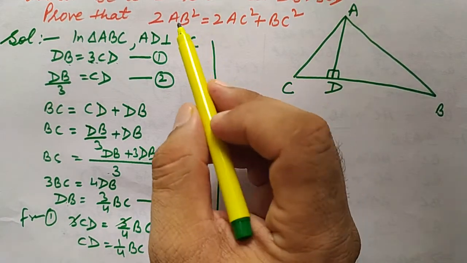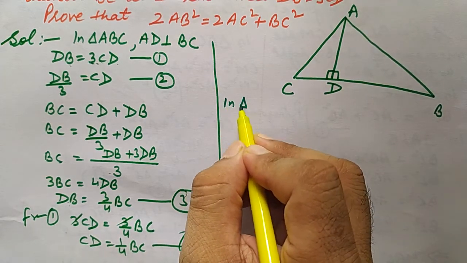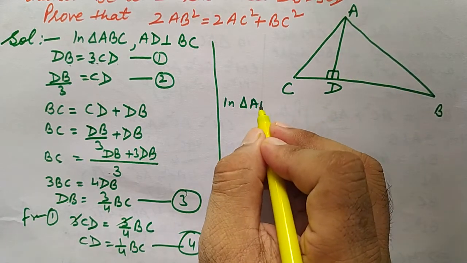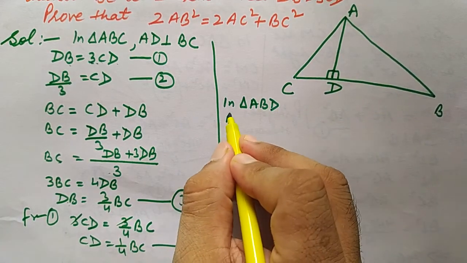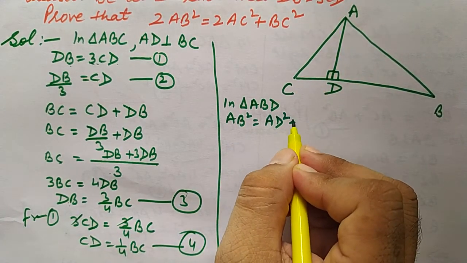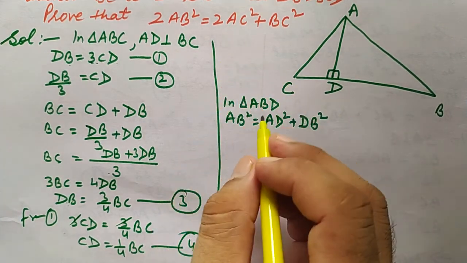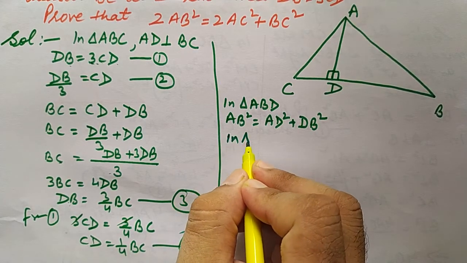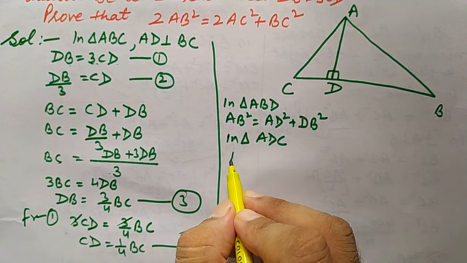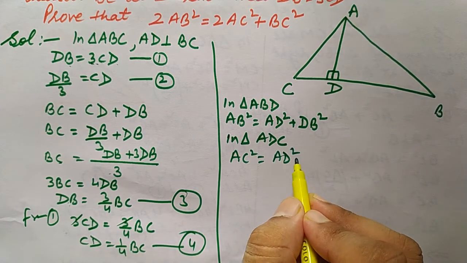What we do, we'll find AB square and AC square by Pythagoras theorem. So in this right angle triangle ABD, by Pythagoras theorem, what is AB square? That is AD square plus DB square. Now we'll find AC square in triangle ADC. So AC square, hypotenuse square, is AD square plus CD square.